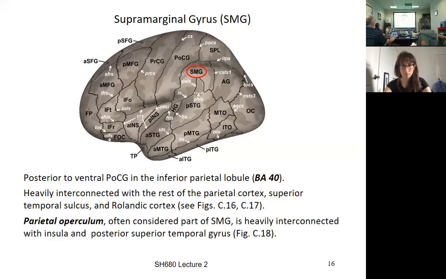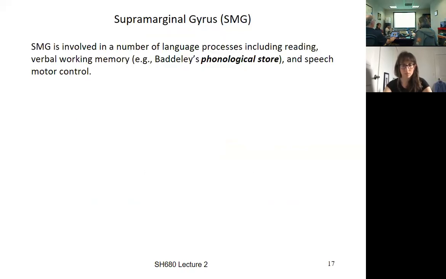The SMG. The parietal operculum, which is this bottom part that's inside the sylvian fissure that basically abuts the superior temporal gyrus, is also heavily interconnected with the insula, which is here, and the superior temporal gyrus. So it's probably getting a lot of auditory input in the parietal. And it is very active during speech, not surprisingly. So it might be a somato-auditory interface, amongst other things.